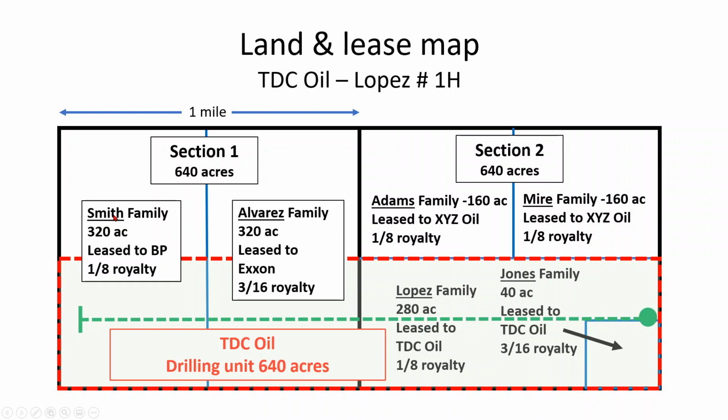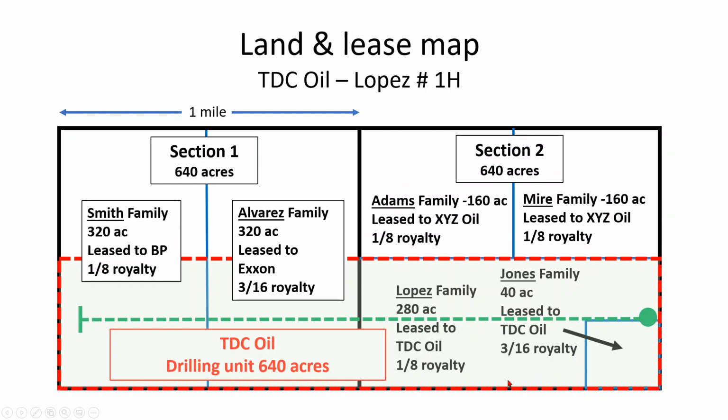So, okay, the Smith family owns 320 acres, all of this left half of the section. The Alvarez family owns this half. But the Smith family has leased their mineral rights to BP for 1/8 royalty, and the Alvarez family has leased to Exxon for 3/16 royalty. Then over here you have the Adams family and the Mire family that own quarter sections of the land, but they've leased it to another oil company, but they're outside of the unit, so they're really not going to be involved with this well.